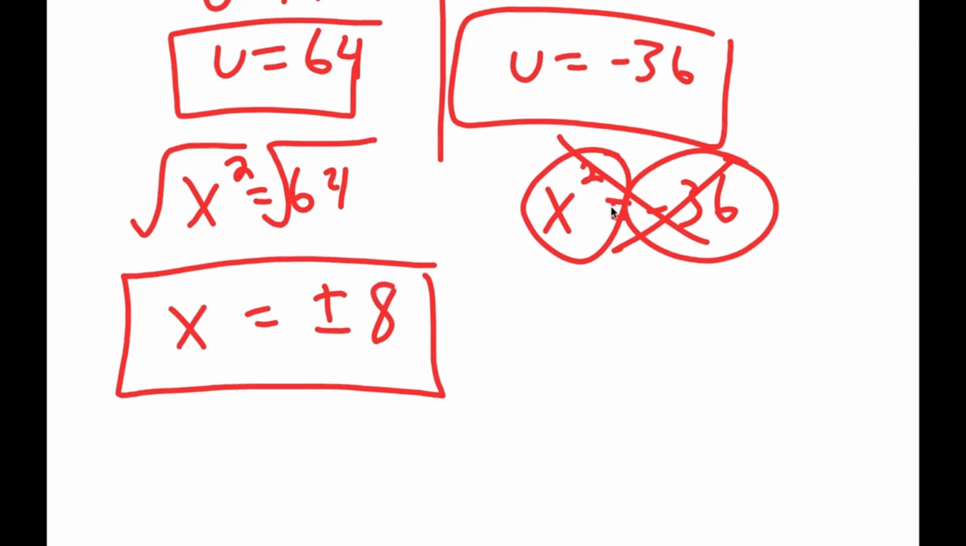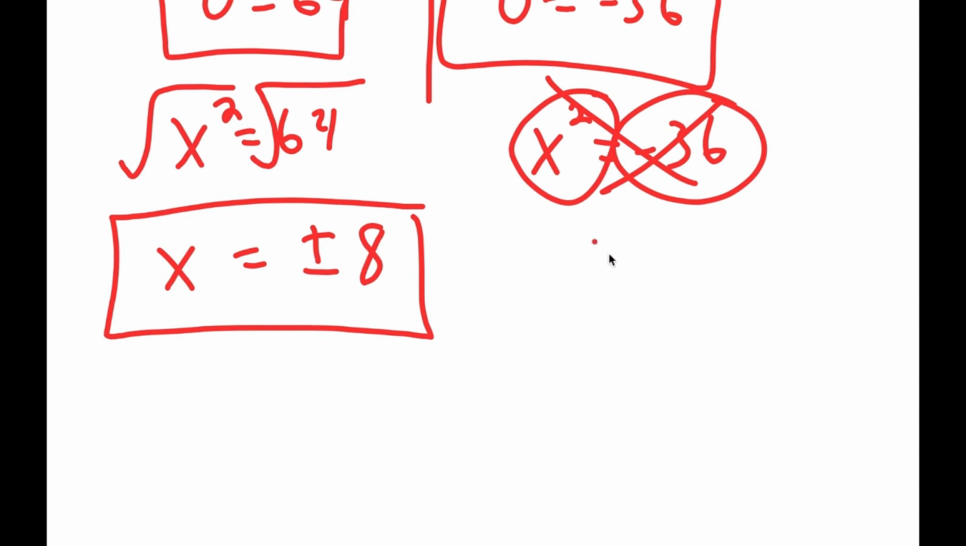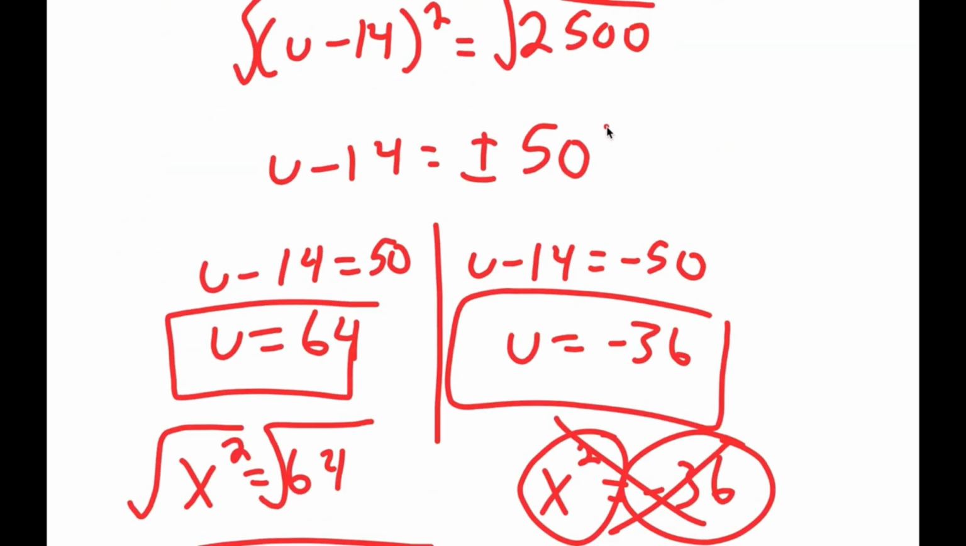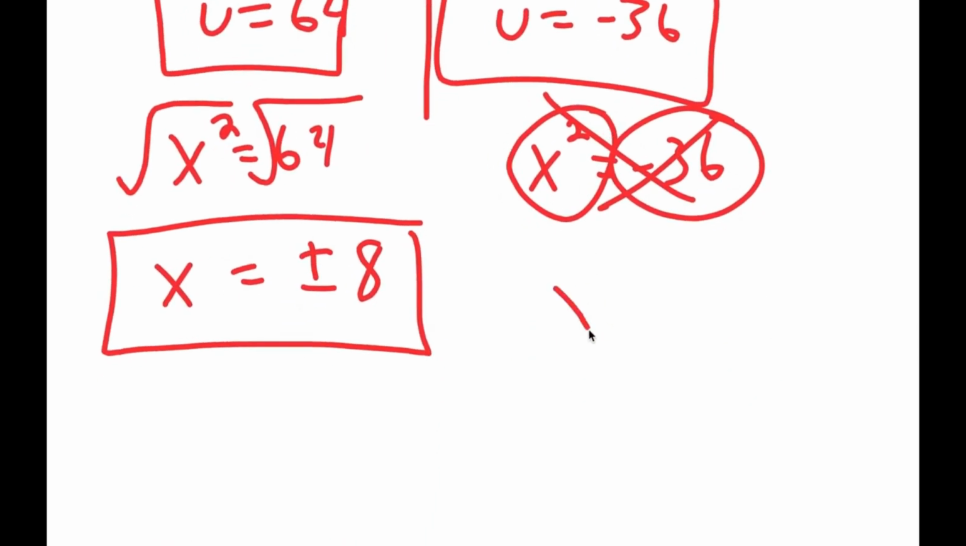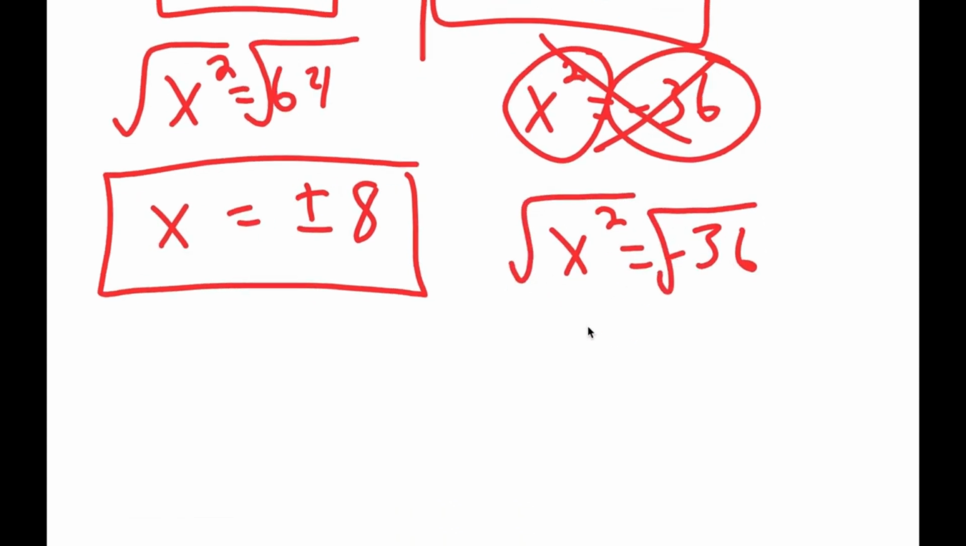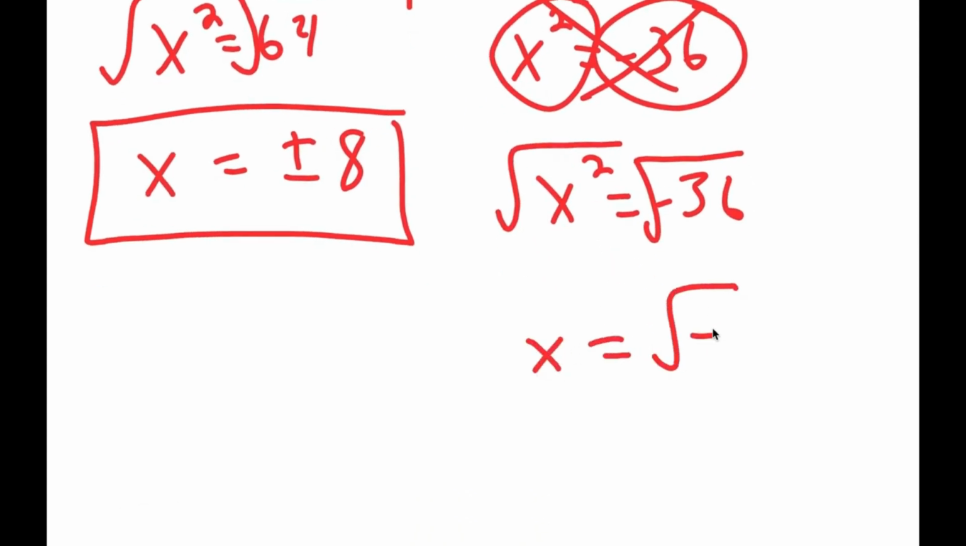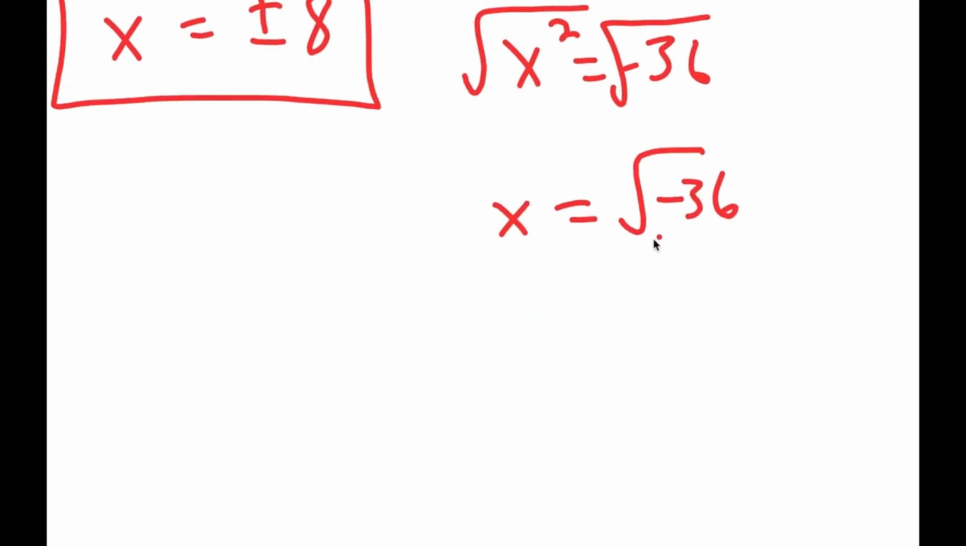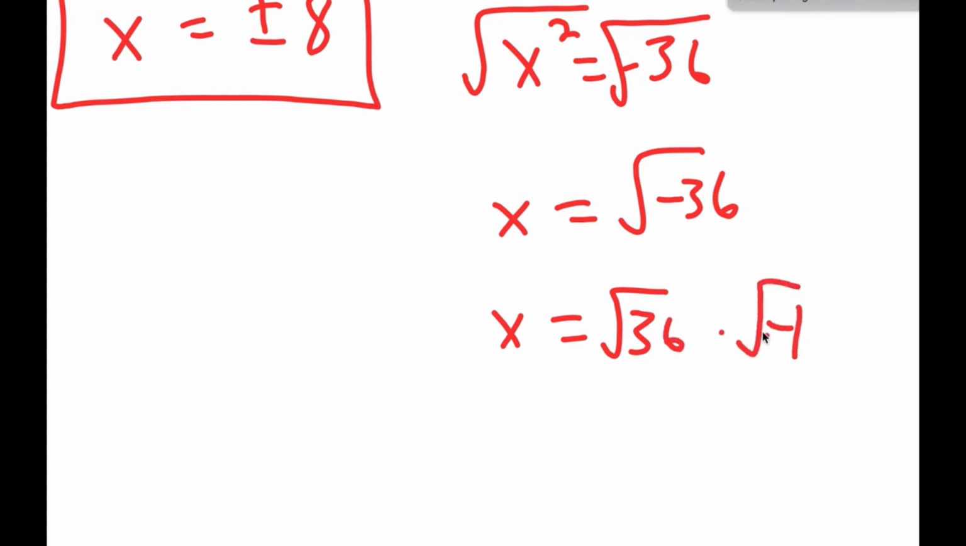And I know that I said this wasn't work, but there actually is a way we can use this to find solutions, not real solutions, but imaginary solutions. So to do that, x squared is equal to negative 36. If I take the square root on both sides, I get x is equal to square root of negative 36. And the square root of negative 36 is the same thing as the square root of 36 times the square root of negative 1.